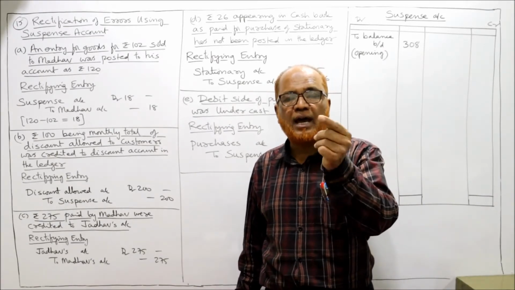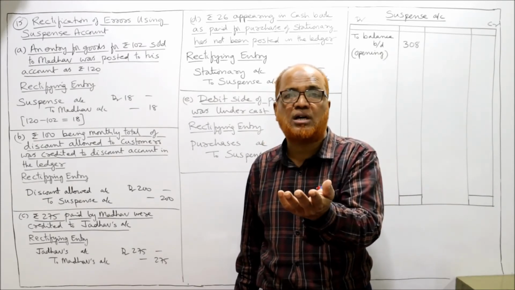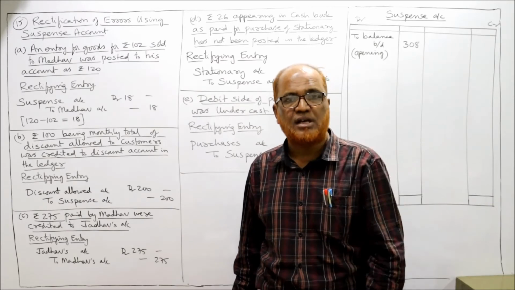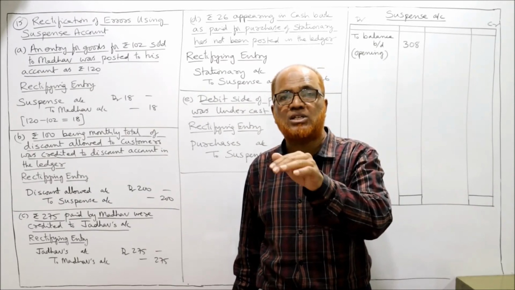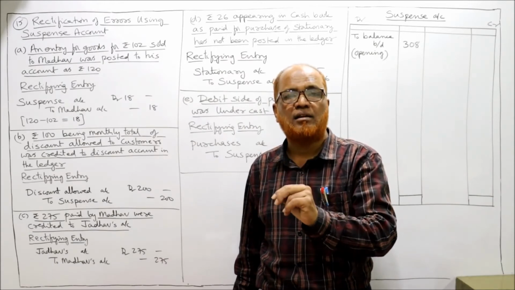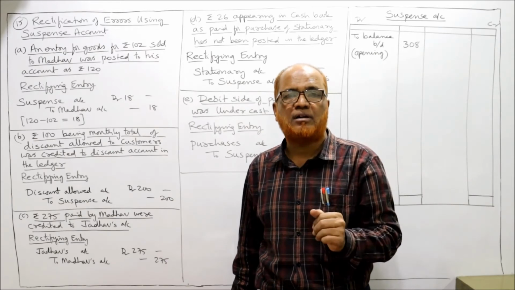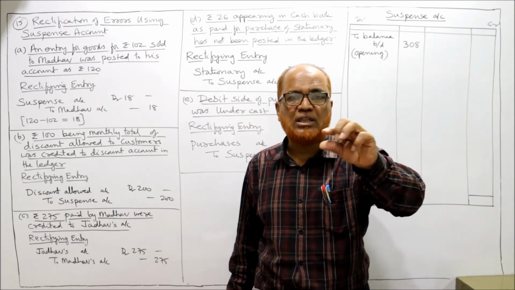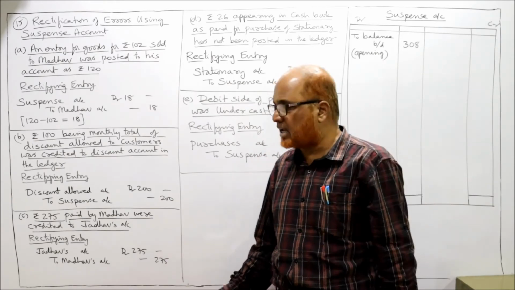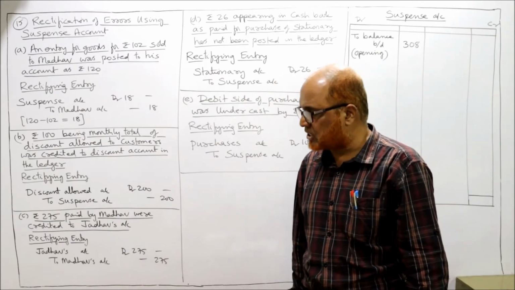First error, the amount should be credited to Madhav account. It is not credited to Madhav account. Second, by mistake Jadhav account is credited. This is the second error. So now to cancel it, Jadhav account should be debited. So entry will be Jadhav account debit to Madhav's account. No suspense account will get affected in this transaction.